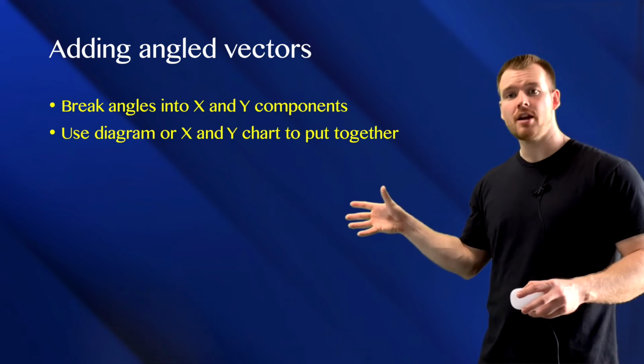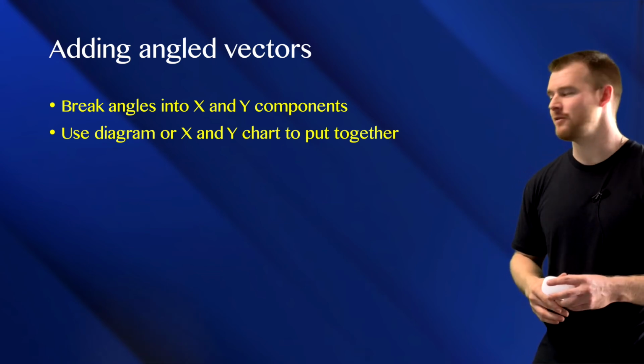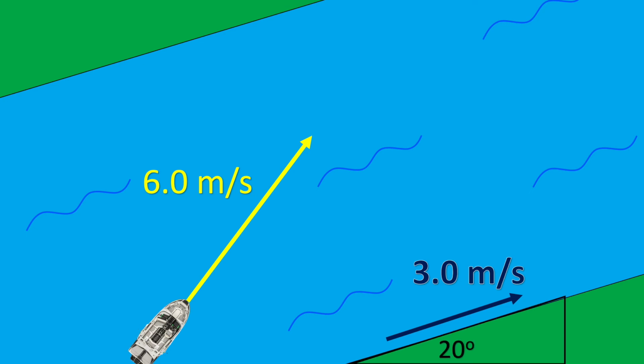You can do this in a diagram or an x and y chart, and we're going to do an example here which shows using both to figure out the overall resulting velocity. Okay, so this would be considered a pretty challenging question in our course. Let's say that the boat is traveling at an angle and the river is also traveling at an angle, and we want to figure out the overall velocity of the boat. The boat's traveling at 6 meters per second relative to the water, and the water is traveling at 3 meters per second. The river is at an angle of 20 degrees above the horizontal, and the boat's going at 30 degrees relative to the vertical.